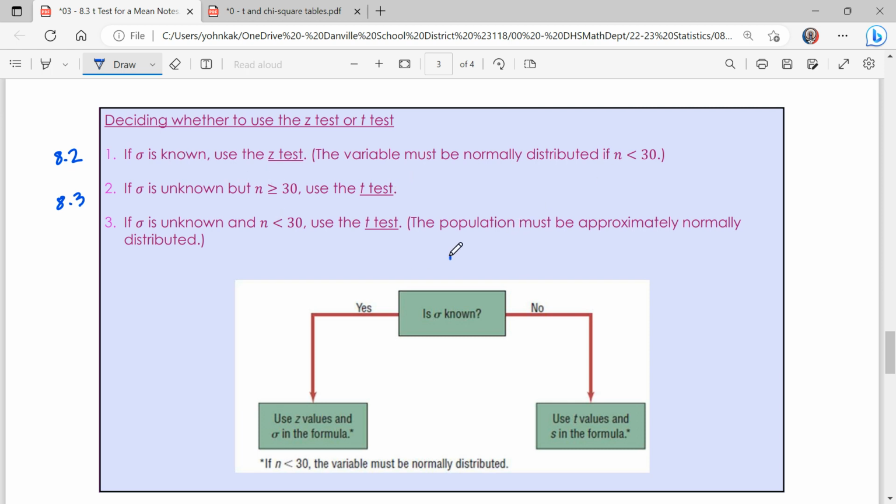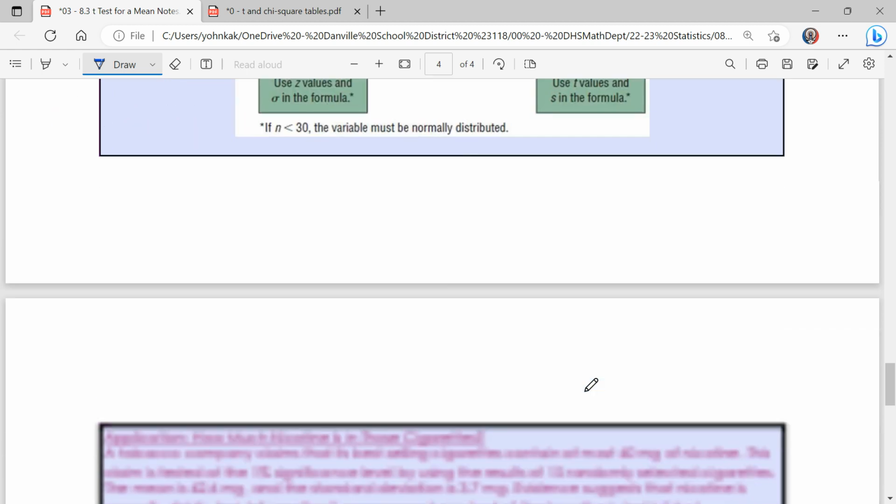So again, if you start here, ask yourself, do you know sigma? If you know sigma, boom, go to the left and use the z. If you don't know sigma, go to the right and you're going to use t. So this chart's just there to help you differentiate between when you know sigma and when you do not.